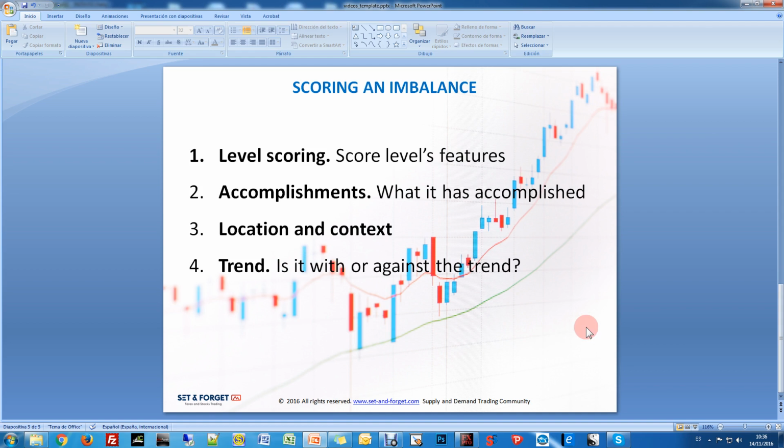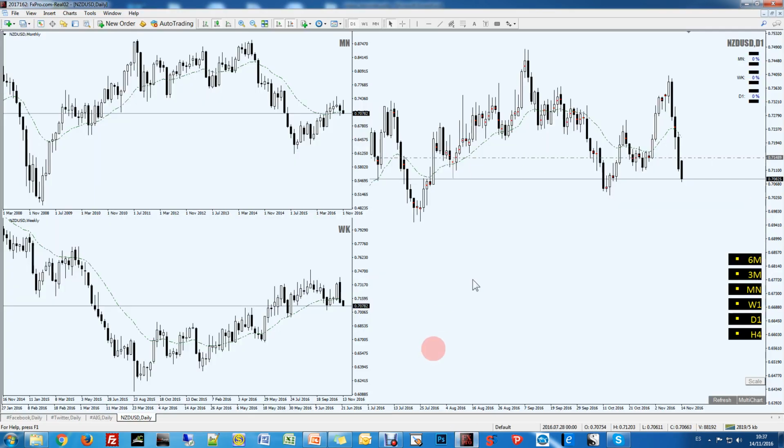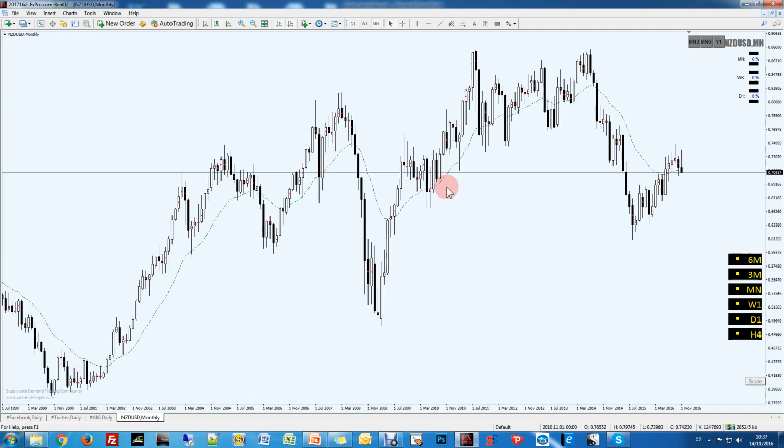So I have chosen one out of many instruments, the Kiwi dollar, one of the majors. So let's take a look at this one, and we're going to do a top-down analysis from the monthly to the daily. So let's take a look at it. We start with the monthly chart.